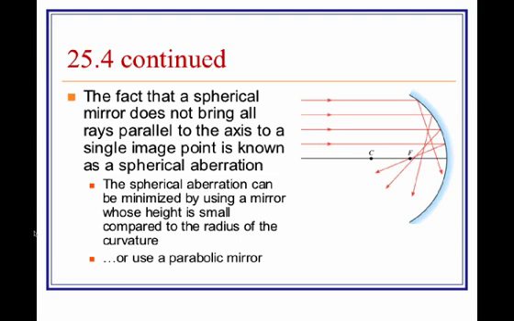The fix for this is to use what's called a parabolic mirror. If you look at the diagram here, most of the light directed close to the center, towards the radius, is reflected right back to the focal point, whereas the light incident far away is really just off. And this is what spherical aberration is.